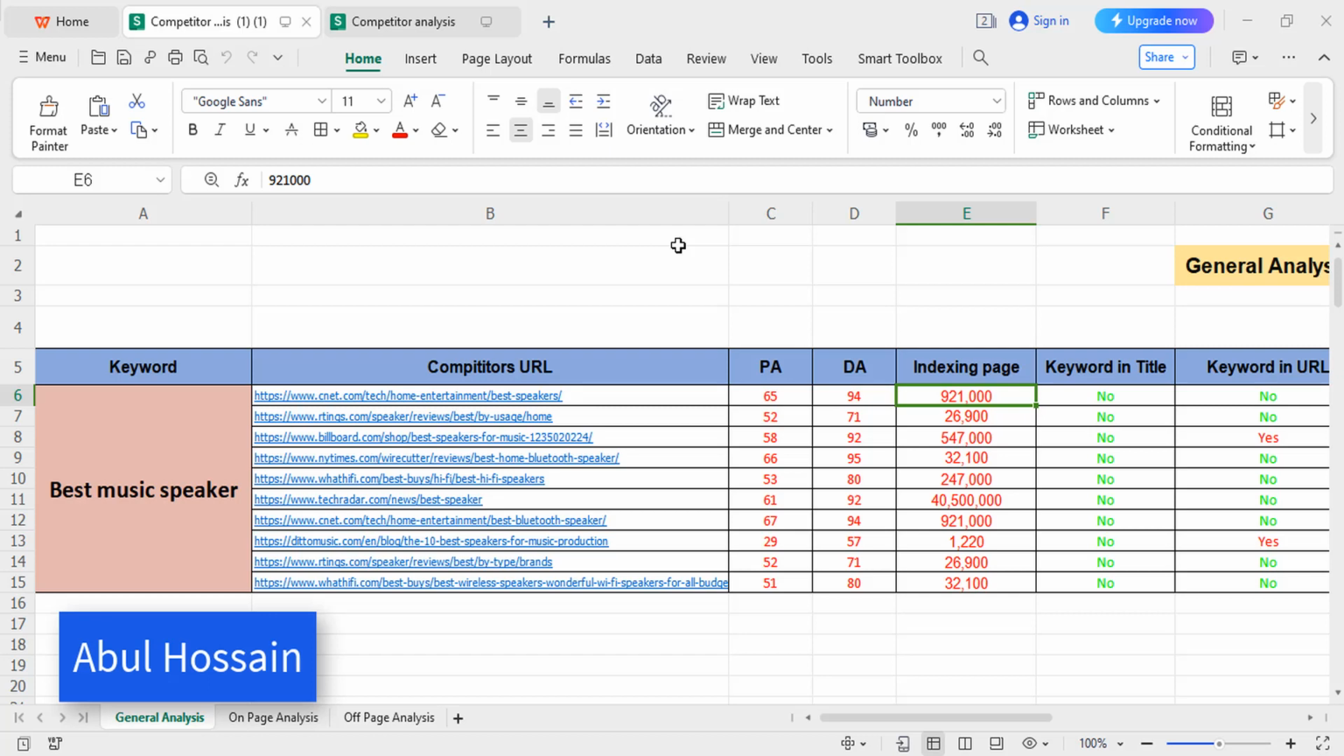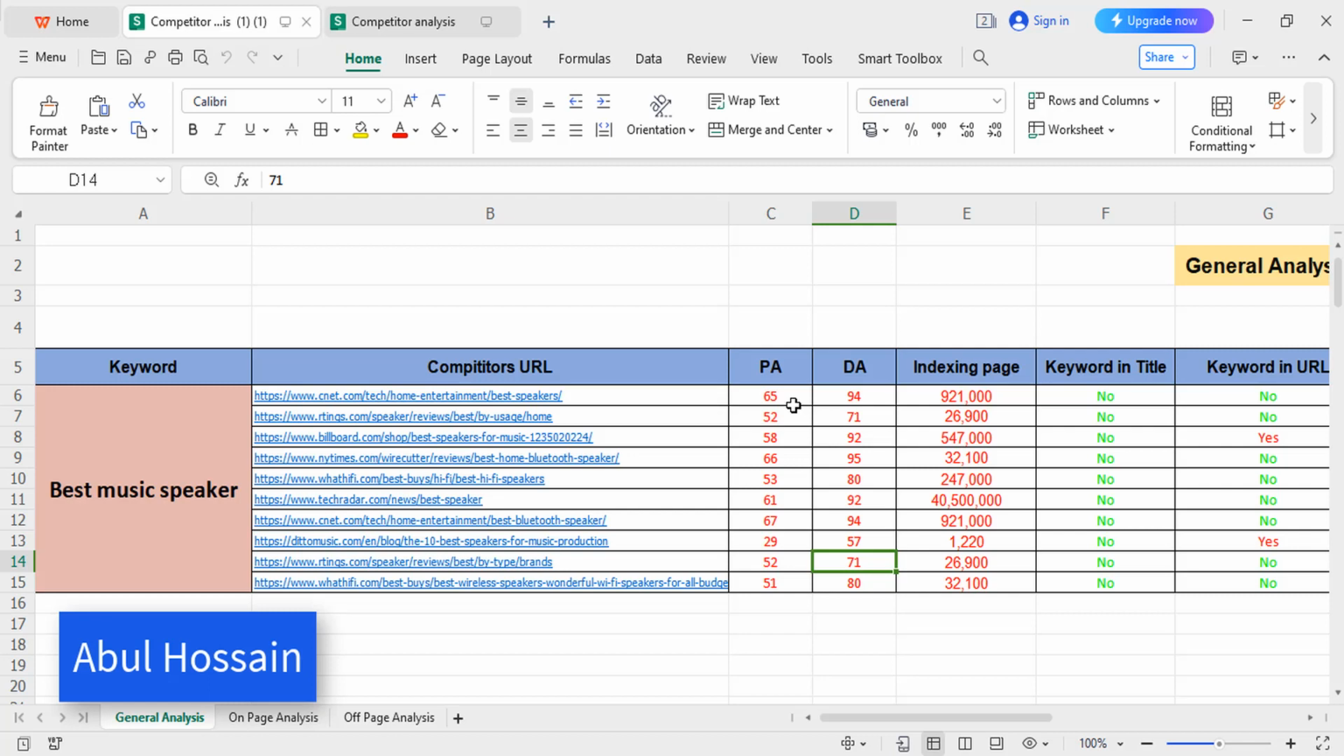Hi there, welcome back. So I did an extensive competitor analysis for one of my clients based in the US. As you can see, this is the keyword that we're trying to rank, and it says best music speakers, and these are the URLs of our competitors who are using the same keyword that we are trying to rank. And this is their DA and PA.